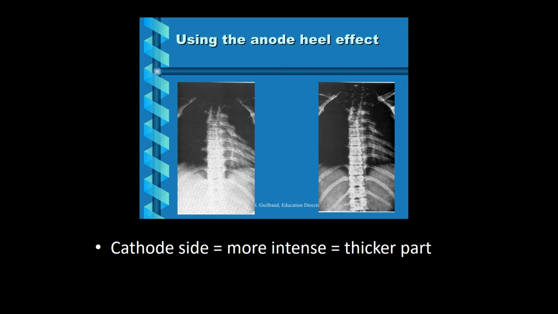All right, again, cathode side, more intense, thicker part. So here you can see the vertebral bodies very well, with the cathode directed down towards the thicker part of the body. Here where the anode, the less intense beam is, you can't really see through it, and everything up here becomes bleached out because all the x-rays on the more intense cathode side have penetrated through to the image receptor, and essentially you get no contrast up here as a result.